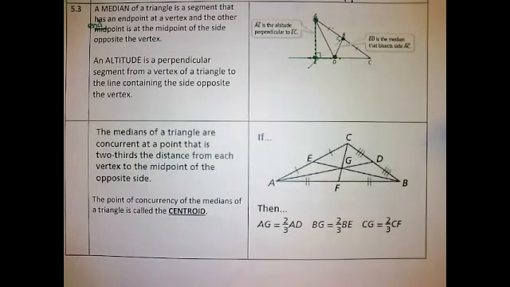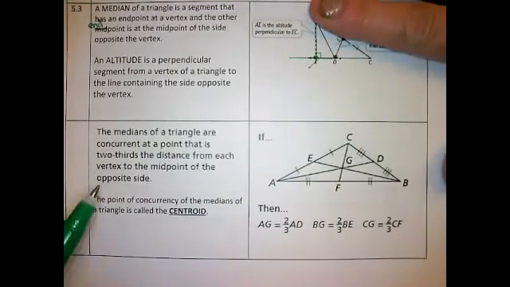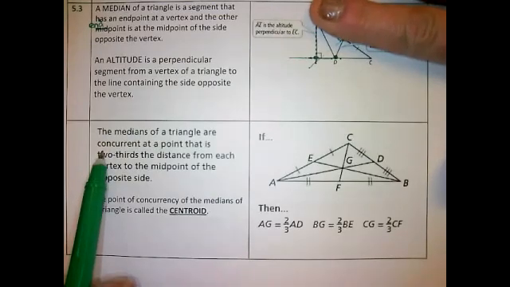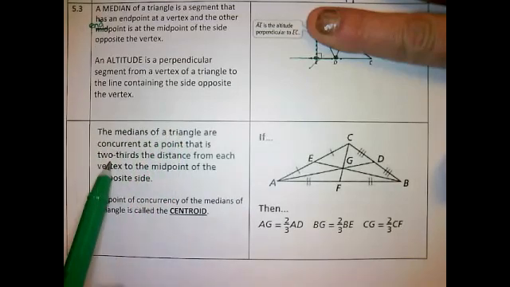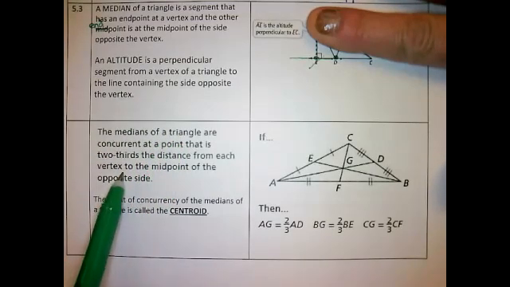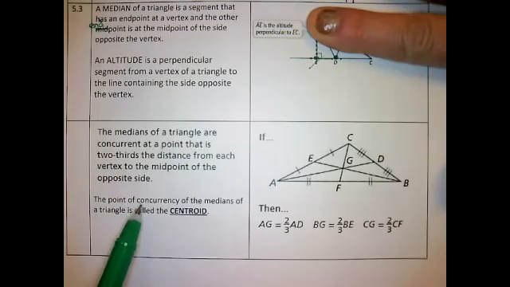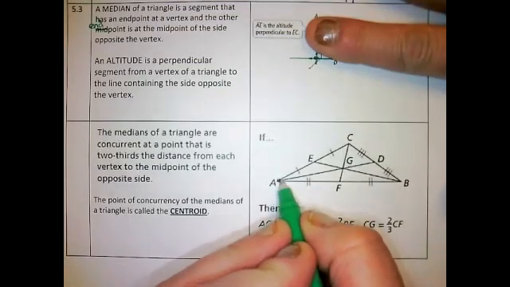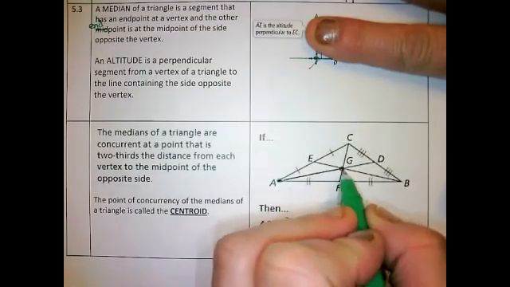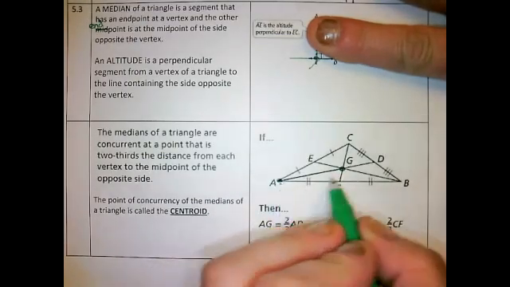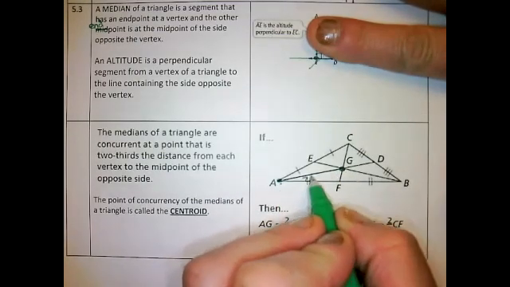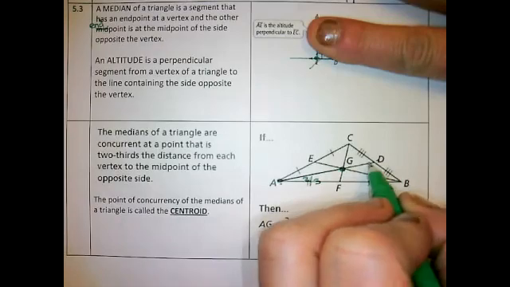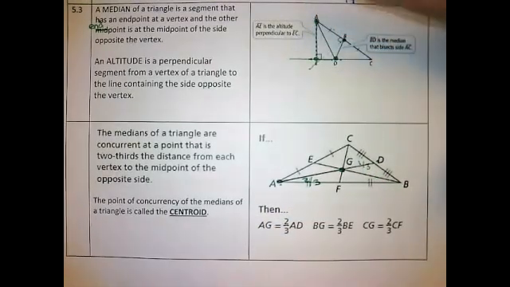So let's take a look at some problems and some more information on medians and altitudes. The medians of a triangle are concurrent. Remember, that's where 3 or more lines intersect at a point that is 2/3 the distance from each vertex to the midpoint of the opposite side. The point of concurrency is called the centroid. So the centroid means that the distance from A to G, in other words, from a vertex to the centroid, is 2/3 of the entire length of AD. And from G to D is 1/3 of that length.